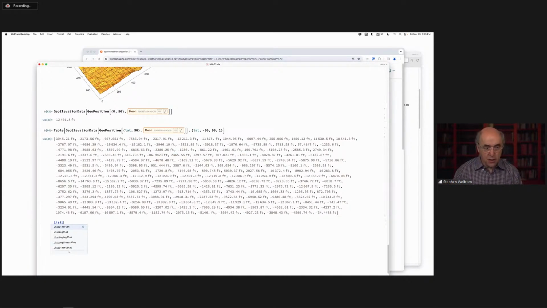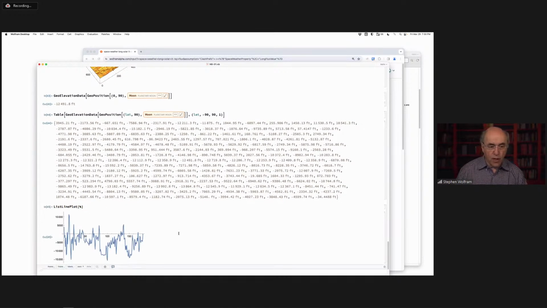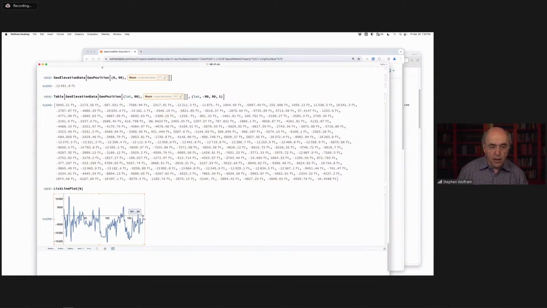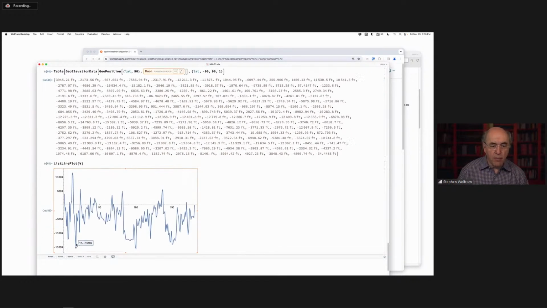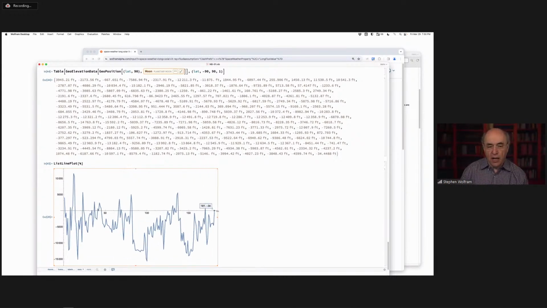So let's say list line plot, and this is now going to be the profile of the limb of the moon. Oh, wow, what a mess. Okay, so this goes from minus 15,000 feet to plus 10,000 feet. And so what's happening is, think about this as the edge of the moon. What's going to happen is at these places here, you're going to see a little dot of light because that's the last place where the limb of the moon covers the sun.